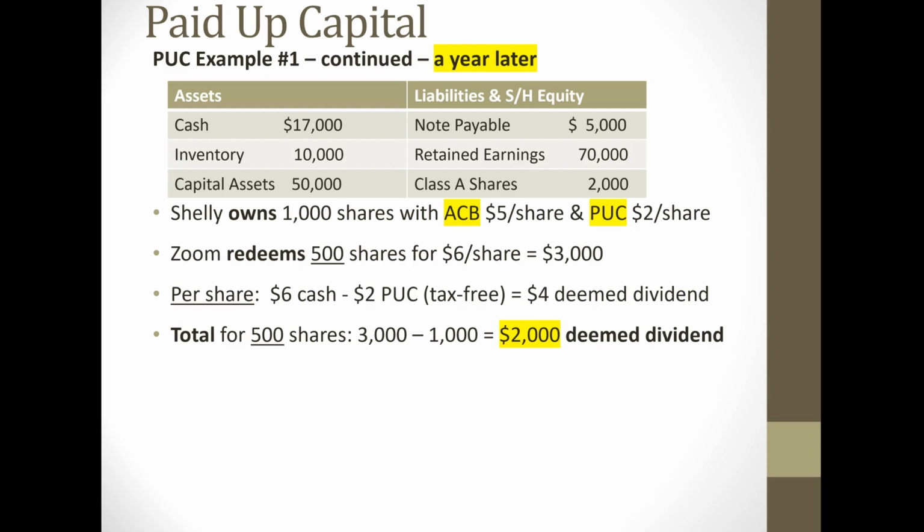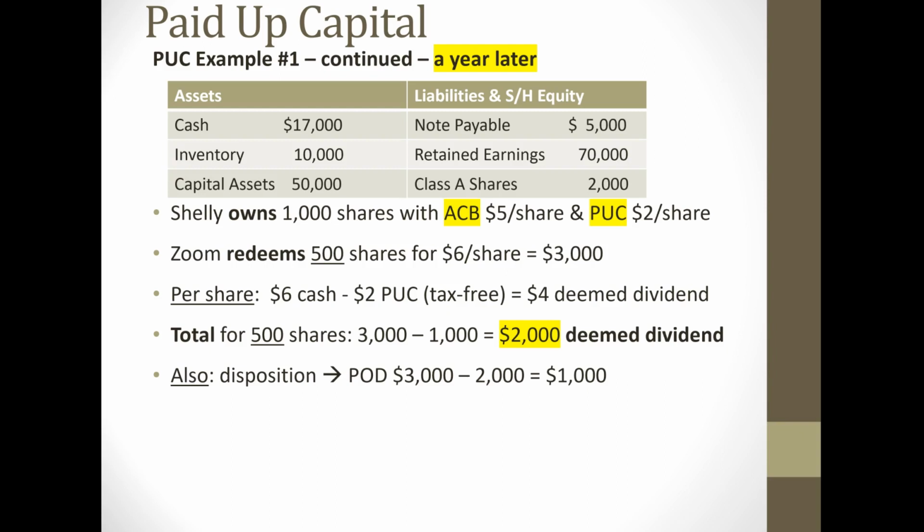Now, because Shelley is essentially disposing of 500 shares, she's also going to have a disposition. Now, the proceeds of disposition is going to be altered because of this deemed dividend. She's going to receive $3,000 cash. However, because she's going to be taxed for a deemed dividend of $2,000, we don't want any double taxation, so her proceeds are going to be reduced by that $2,000 deemed dividend. So her deemed proceeds of disposition are going to be $1,000.